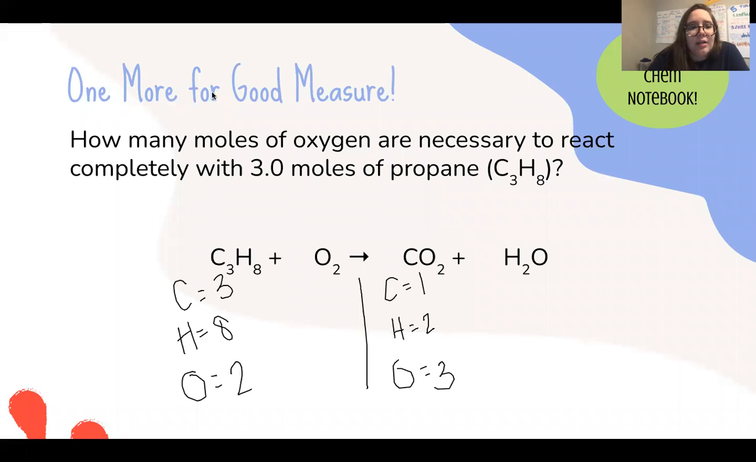Well, we have 3 carbons and we only have 1 carbon on the product side, so let's put a 3 here. 3 carbons, so we have 3 times 2, we get 6, plus 1, we have 7 oxygens. And now we have 8 hydrogens and 2 hydrogens. I know that 2 times 4 is 8, so I'm going to put a 4 in front of water right here. So we do 4 times 2, we get 8. And then we have 4 times 1, we get 4.